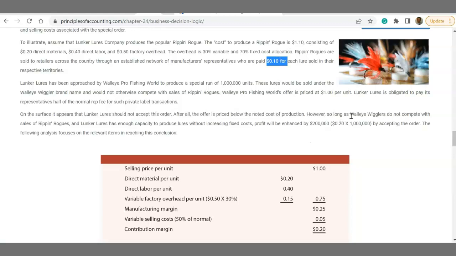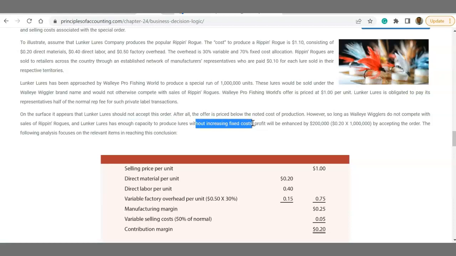However, so long as Valley's Wiggler does not compete with sales of Ripping Rogue, and Lanker Lures has enough capacity, that's the word, enough capacity to produce, okay? Enough capacity. If you don't have enough capacity to produce, then the answer is no. But they have enough capacity. So that's the first thing you have to make sure of.